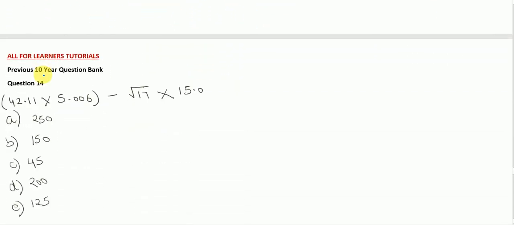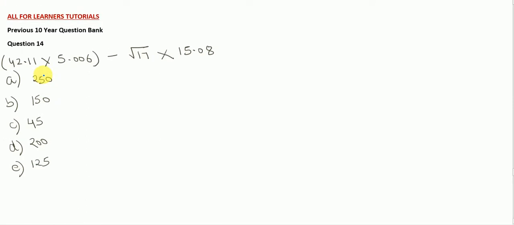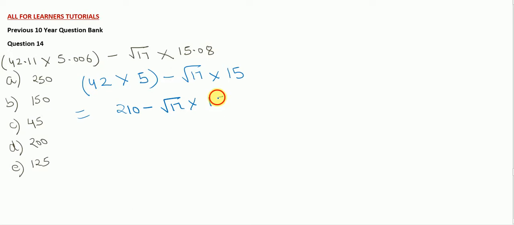Let's move to the next question now. 42 into 11. Okay, you can write it as 42 into 5.06. So you can write it as 5. Keep in bracket under root 17 into 15.08. You can write it as 15. Okay, first of all, solve the bracket. 42 into 5 is what? 210 minus under root 17 into 15, right? Now calculate under root 17.